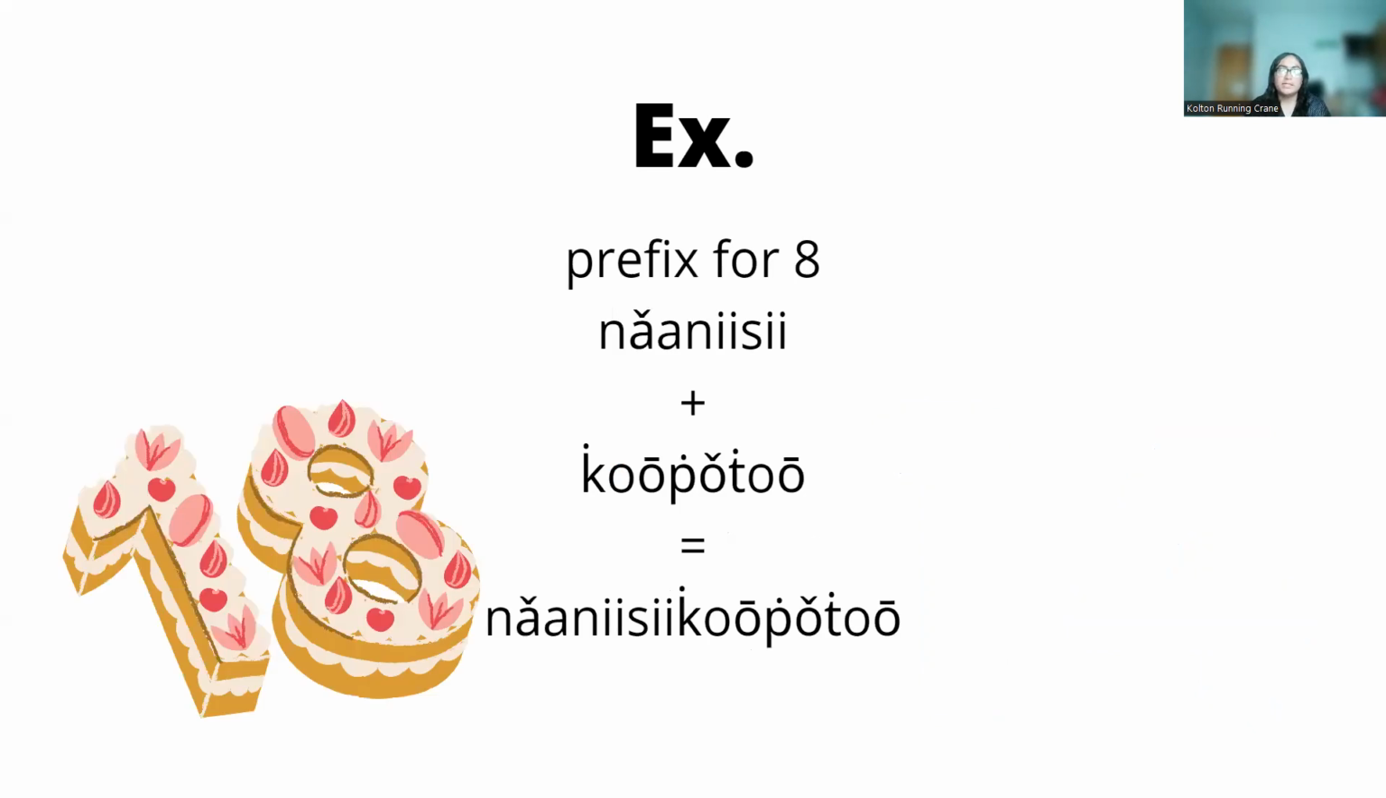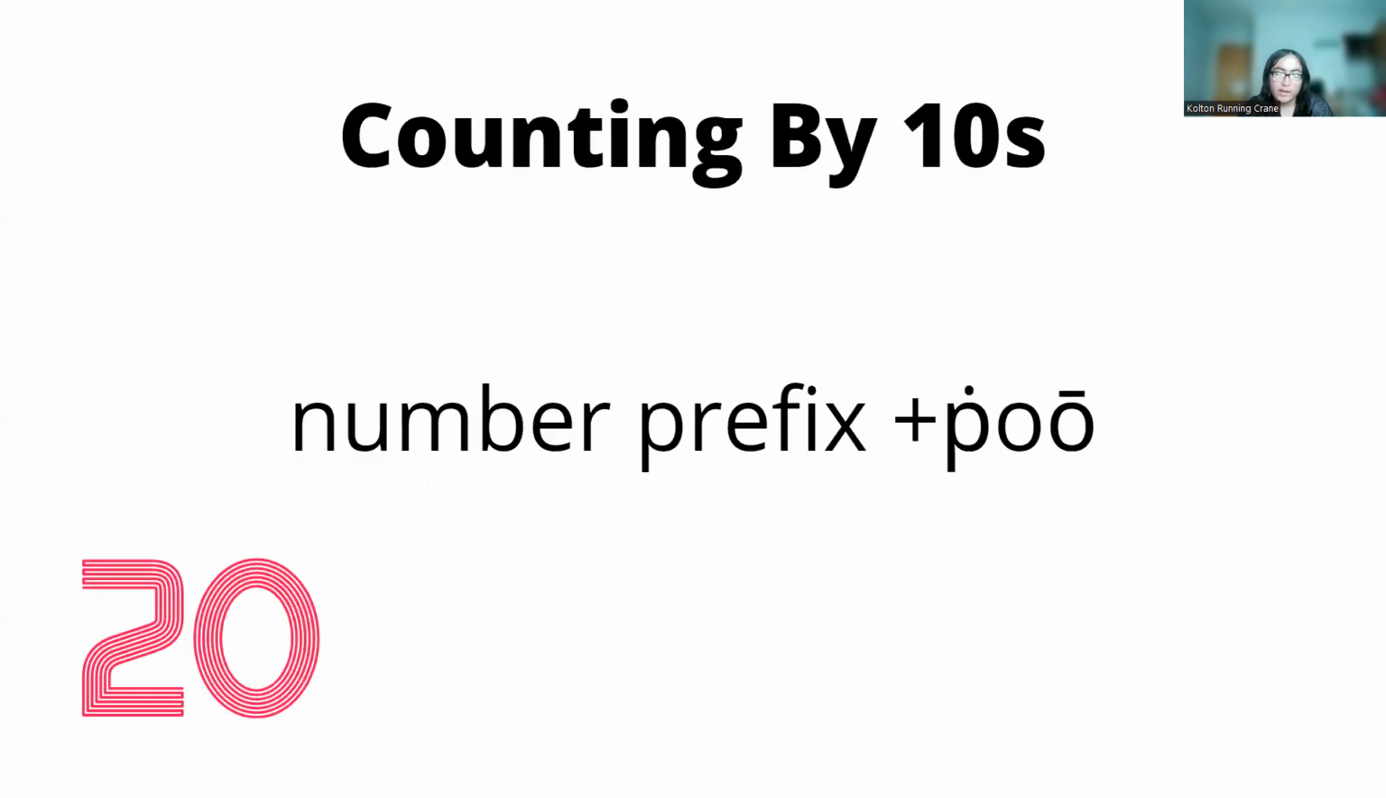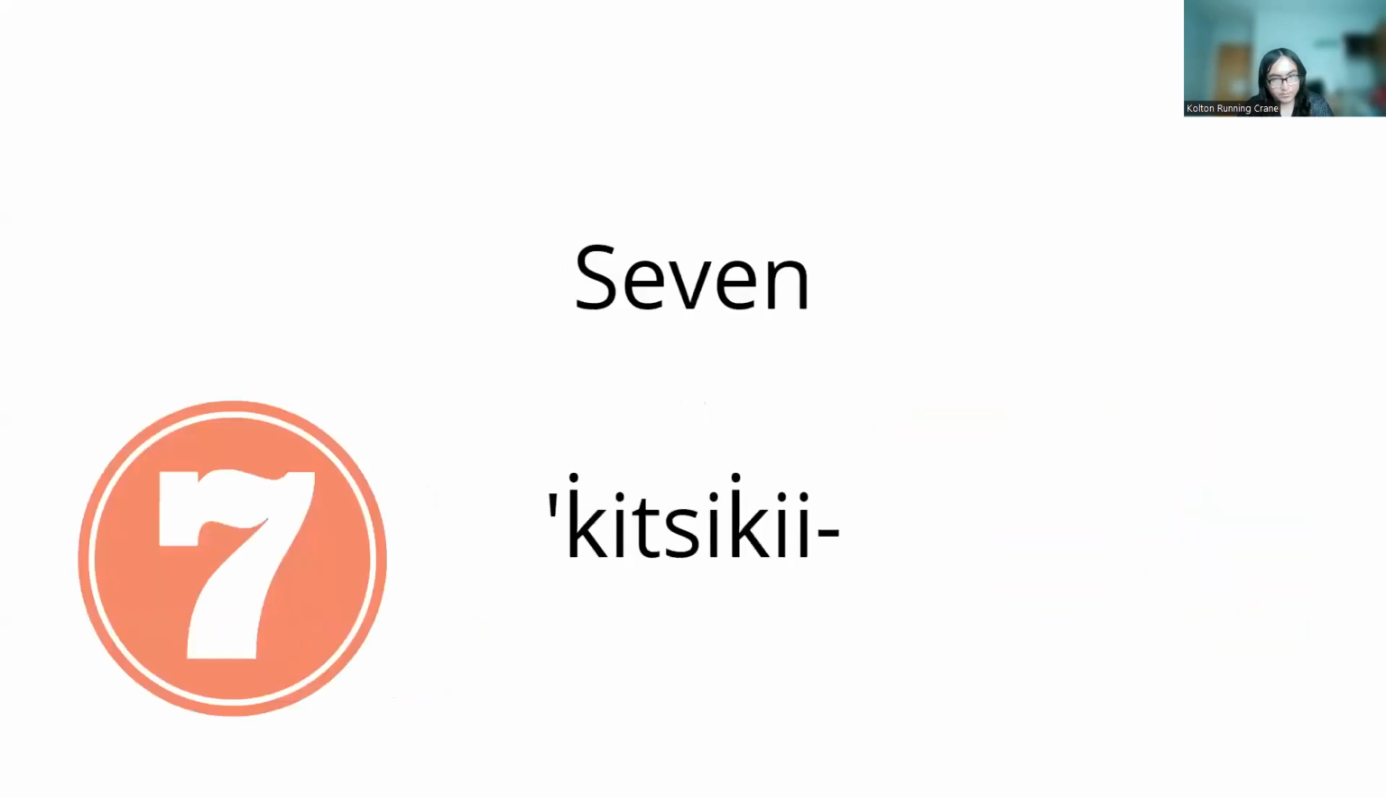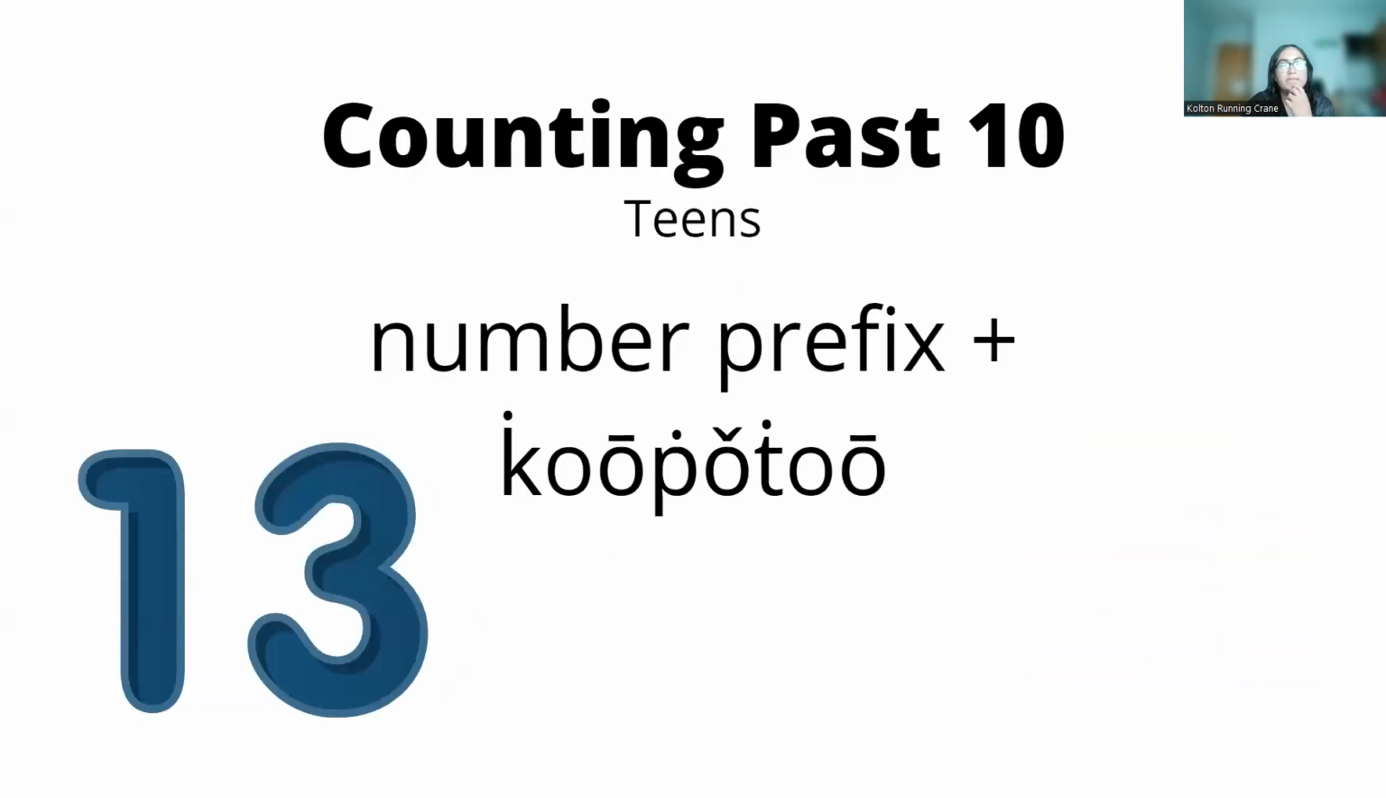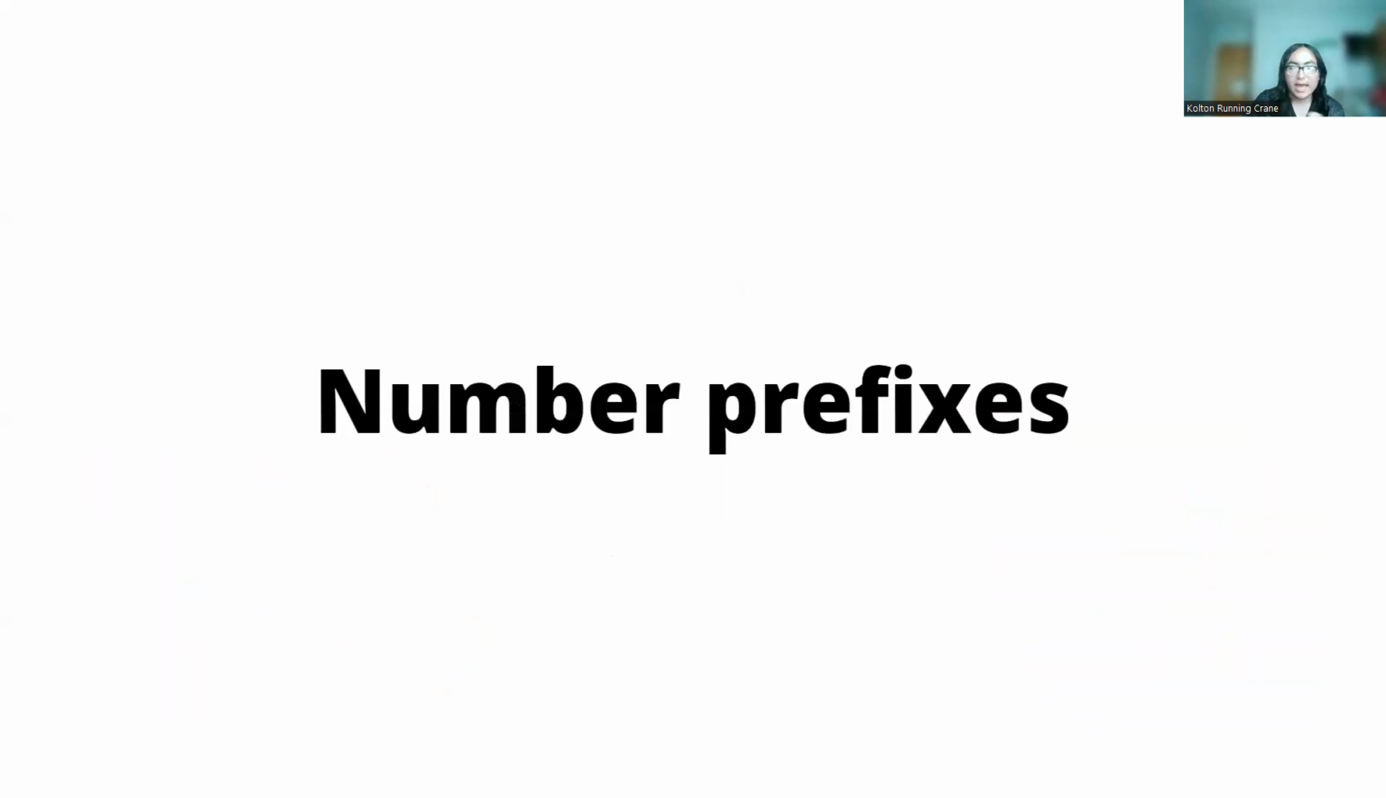Another example is if you take the prefix for 8, which is nanisi, and add it to kuputtu, you get nanisi kuputtu, which would be 18. So that's how you count in the teens. You just take any of these and add kuputtu.